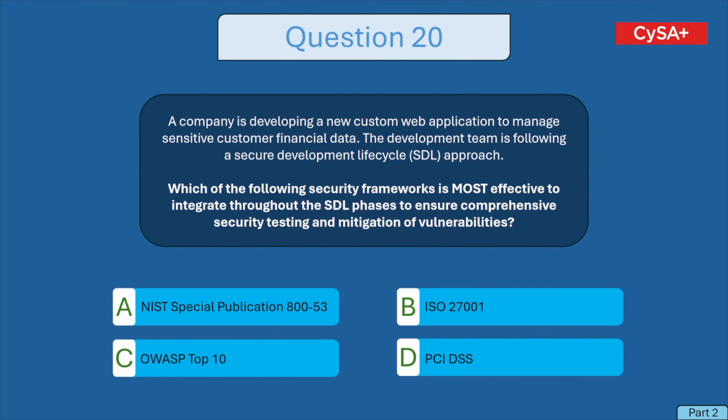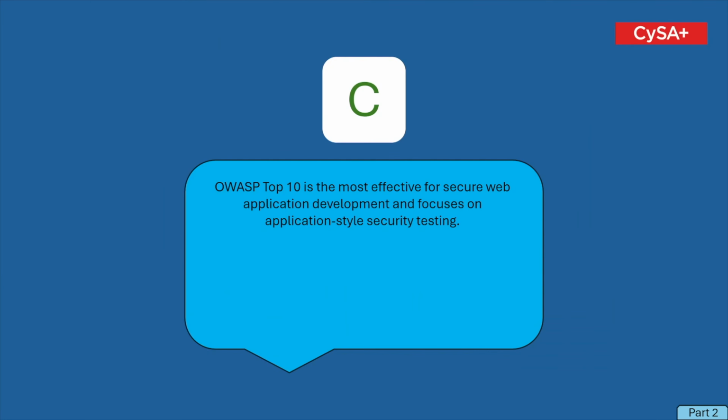Alrighty, so for this one, it's important to note that the question is asking which framework is best for developing a web application. And only one of these refers to the actual development of web applications, and that's going to be the OWASP Top 10. The other ones are also just too broad of a security framework for this specific scenario. So I'm going to go with C. Yep. OWASP Top 10 is the most effective for secure web application development and focuses on application-style security testing.